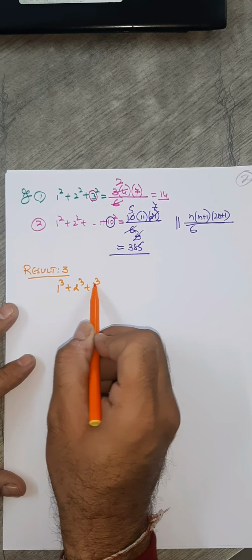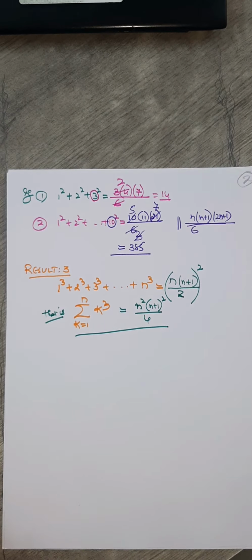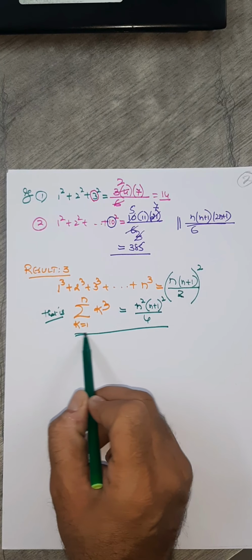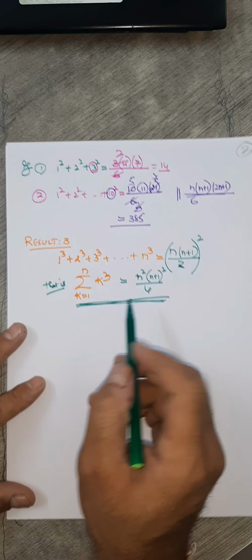Here the right hand side is n into n plus 1 by 2. This is the first formula, and then you just square it. So I can write it as n squared into n plus 1 the whole square by 4. Right? You just need to remember the first formula squared. n into n plus 1 by 2, the whole square. What was the first formula? n into n plus 1 by 2. Square it. That is the sum of the cubes of the first n natural numbers.